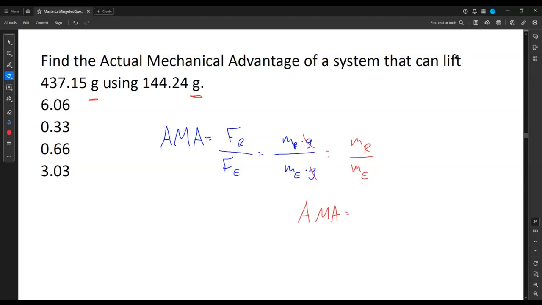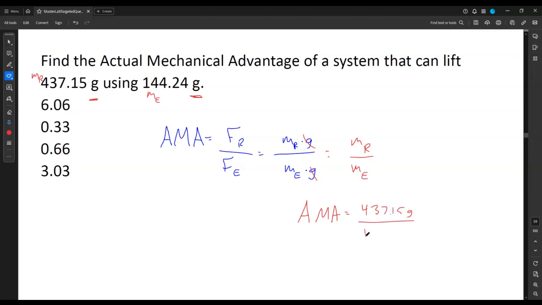The thing I'm trying to lift is going to be the resistance that I'm working against, or again, you can think about as input-output. That's the force I need to put out, or the equivalent mass that I need to put out to pick up. So this is my MR. And then what I'm using or what I'm doing is my effort, my work that I put in, that's going to be ME. So really all I need to do is divide them.